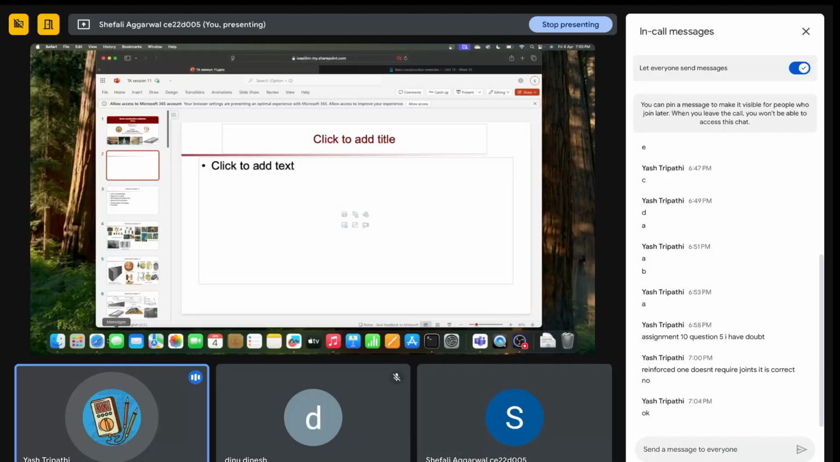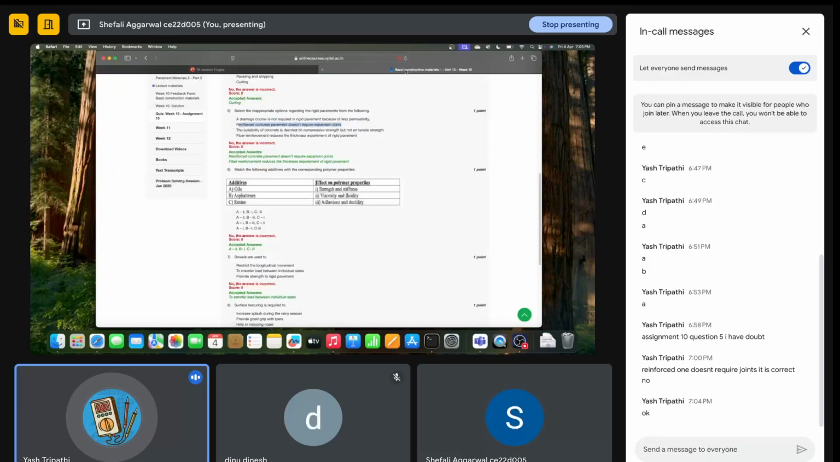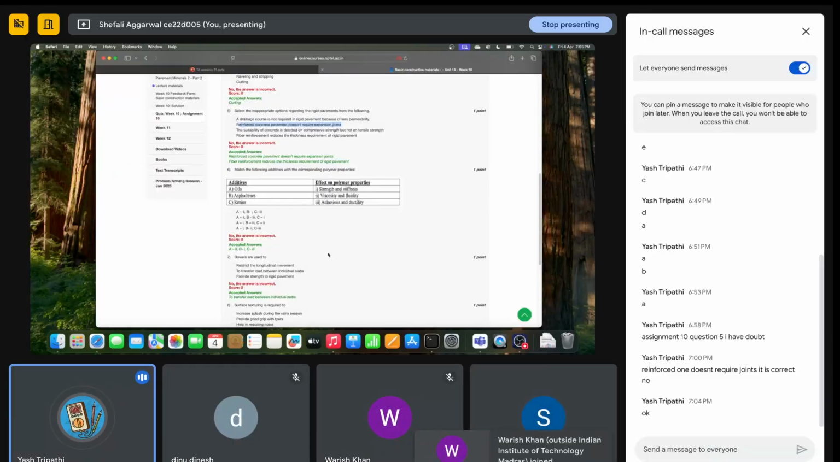But for this second option, it is given in the lecture slides also that we don't require joints. This concrete pavement slabs need to be jointed except when continuous reinforcement is provided. It is mentioned in this lecture slide. Second option, you are telling about expansion jointing. Yes. No, when you are providing concrete pavement, usually it will be a long pavement. So you will provide joints in that case.